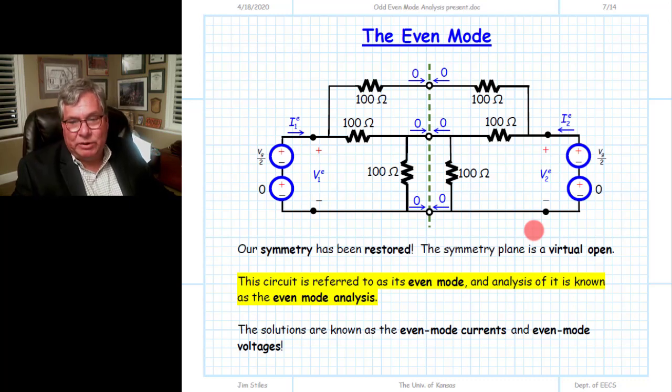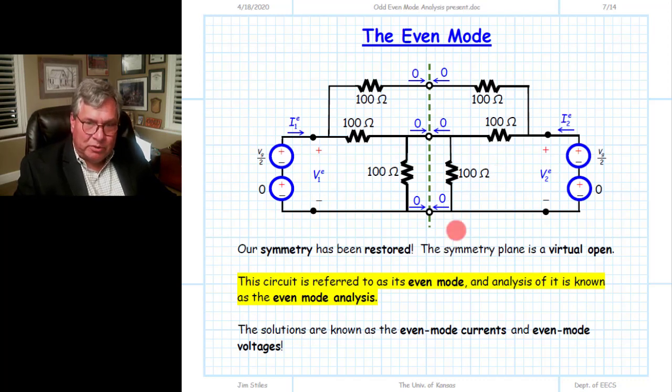Hopefully now you see why we went to all the trouble of splitting our sources up into two pieces. We turn off this bottom source and this bottom source, and what we have left is Vg over 2 on one side, Vg over 2 on the other. We have reestablished the symmetry of our circuit. We now have an even mode symmetry, equal sources both in magnitude and phase on either side of the circuit. Again, these two things are 0, so they don't disrupt the symmetry either. We can think of them as short circuits. And so now our plane of bilateral symmetry has turned into a virtual open. Now we have two half circuits that we can analyze and get the answer.